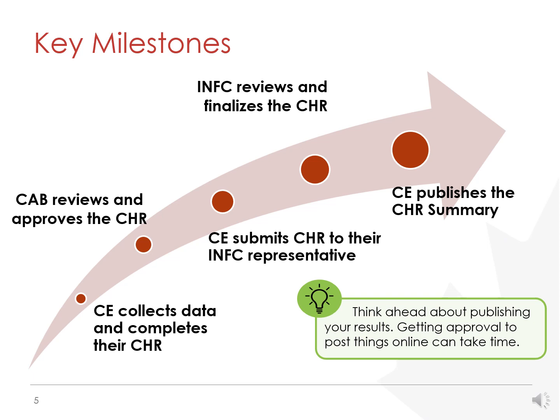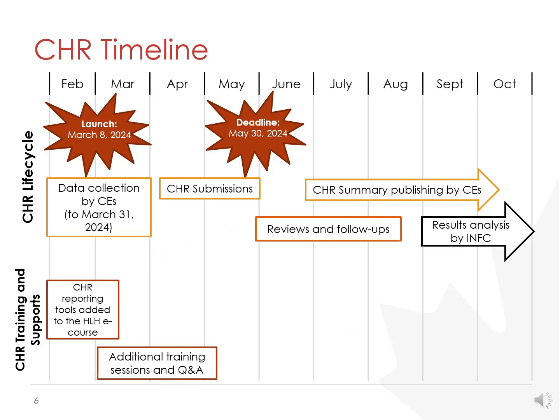Here is the CHR timeline that we are working with for the 2023-24 reporting cycle. You will see the launch date of March 8, 2024 and the due date of no later than May 30 of this year. This is aligned with your Reaching Home agreements. We know that you'll be busy with data collection up to March 31st and preparing your CHR for submission. Over the course of March 2024, we released a number of training tools to help you complete your CHR. These training tools can be found on the Homelessness Learning Hub CHR Reporting Tools e-course.